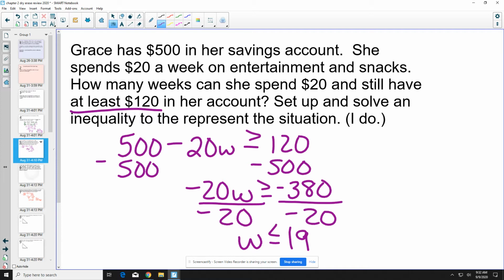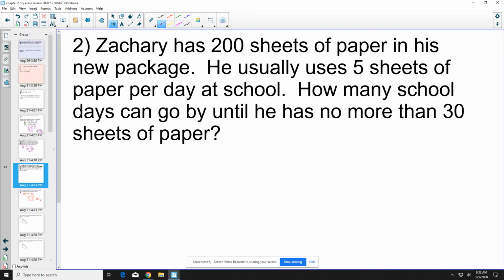Okay, now I want you to try this one. So put a number 2 on your paper, try this word problem, and when you get done, I want you to push play. So pause now and try.